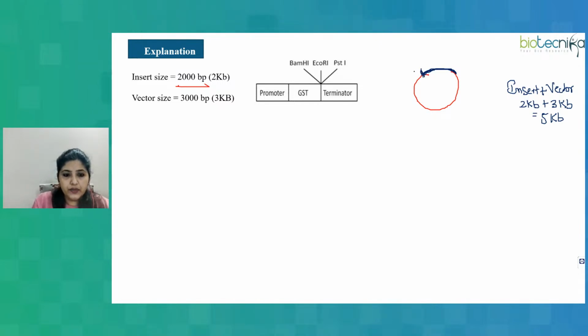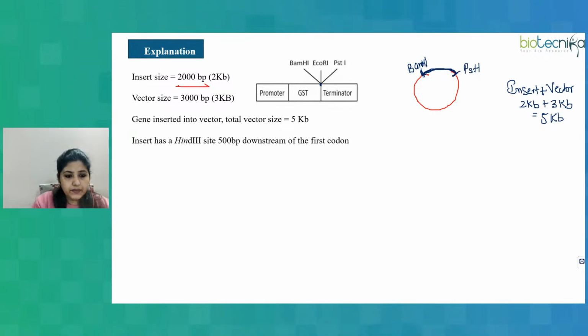So here you will just label it, because it is mentioned that the gene is introduced in the EcoR1 site over here, right? So that means on one end you have BamH1 and over here you will have PstI, right? Then it is mentioned that the insert has a Hind3 site 500 base pair downstream of the first codon. So this is the first codon of the gene. So let's say around over here, we have the Hind3 site.